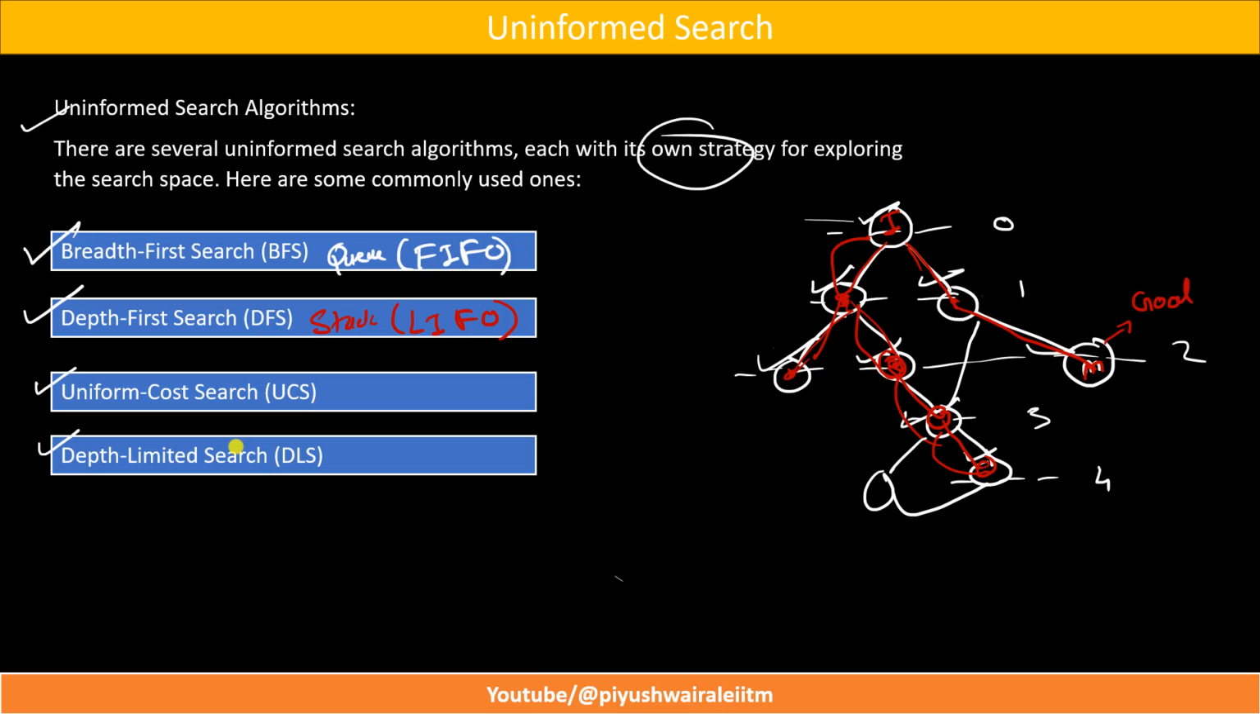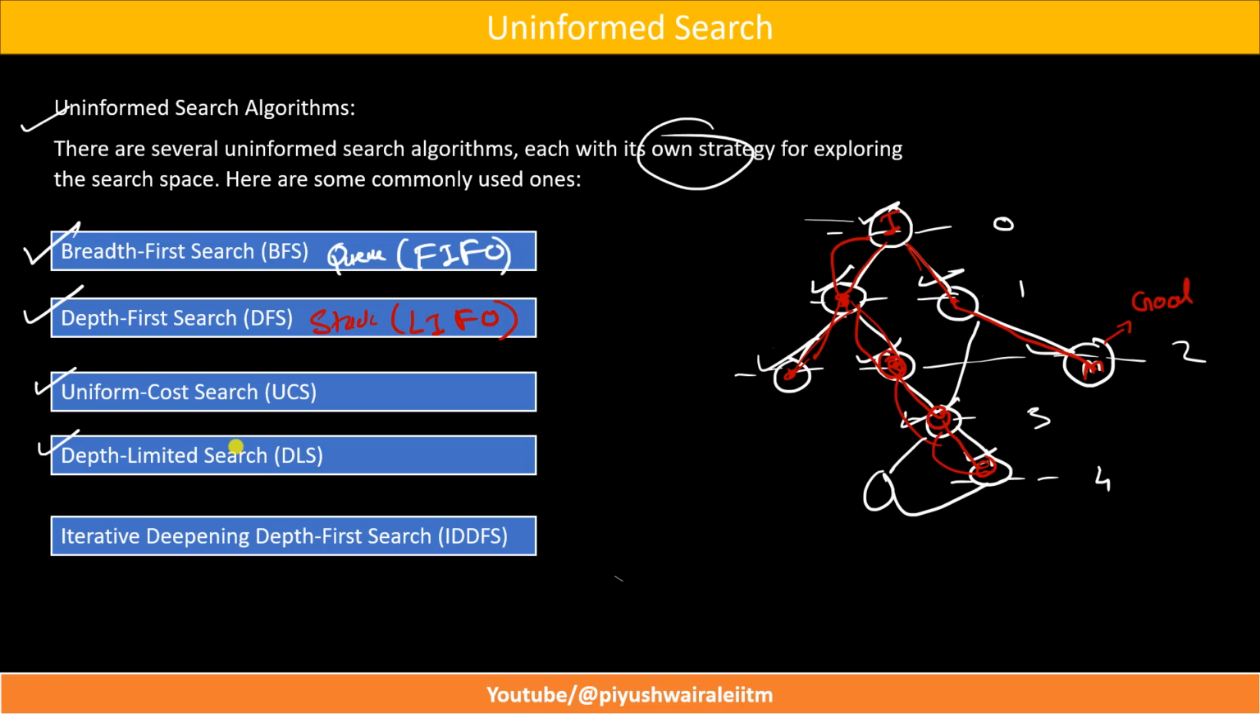Okay, then next we have iterative deepening depth first search. This is basically a combination of BFS and DFS. You can say it is a combination of these two. What it will do is gradually increase the depth in each iteration. Okay, so we'll discuss this also.